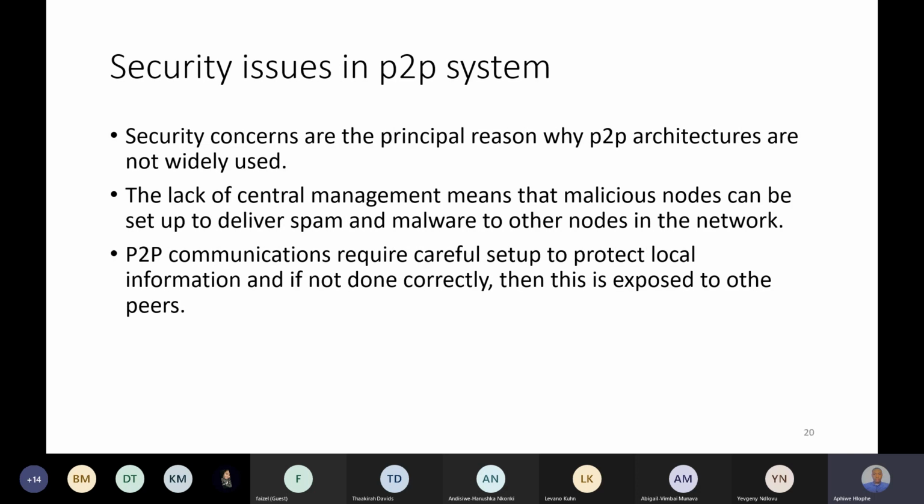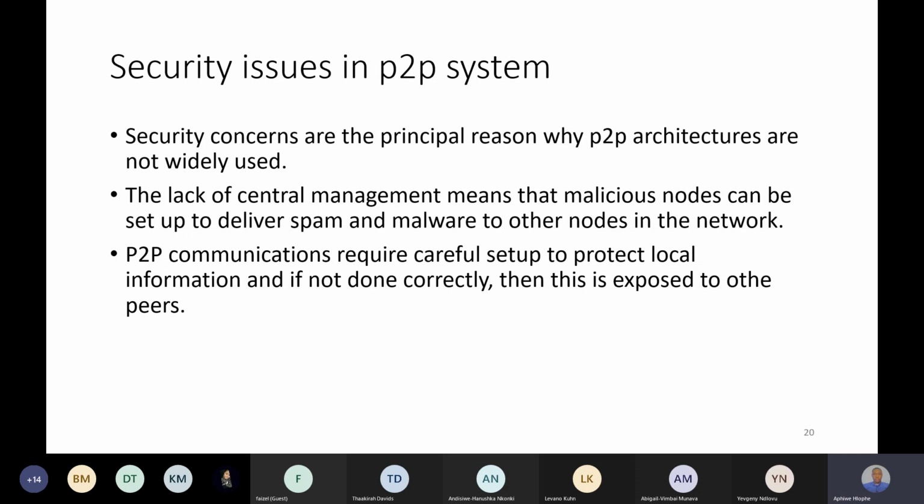There are obviously, just like that distributed system, security concerns when it comes to peer-to-peer systems. The lack of centralized management means that malicious nodes can be set up to deliver spam and malware to other nodes on the network. You need to trust the other nodes that you're connecting to. You need to trust your peers. If, for example, your peer doesn't have a proper antivirus or has an expired antivirus, then they're exposing you as well, okay? And they're exposing the rest of the data on the network.